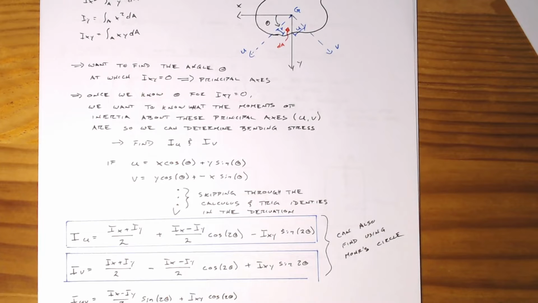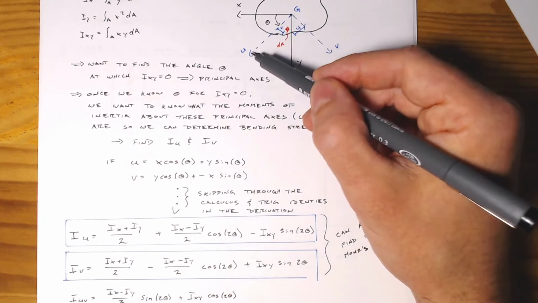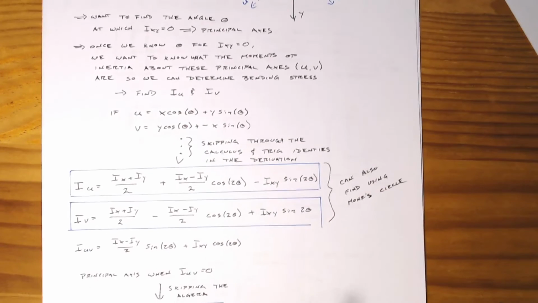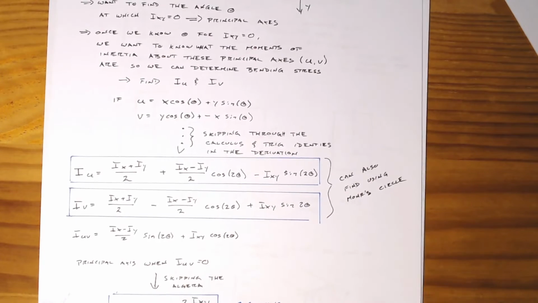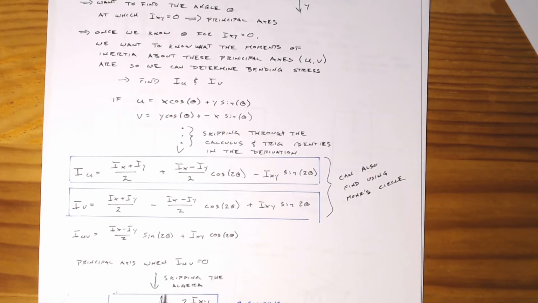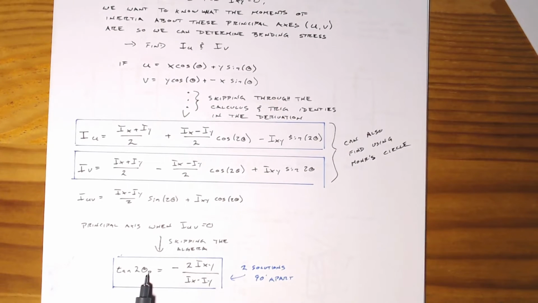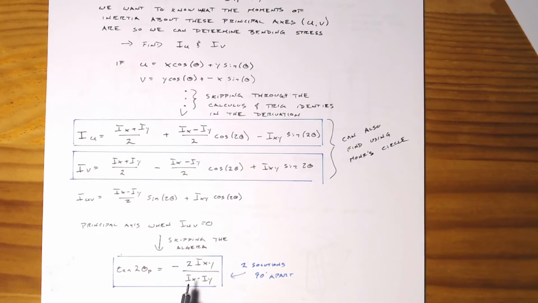Well, we know that we're at our principal axes when the product of inertia equals 0, and here's the product of inertia for our principal axes. When this equals 0, we know that we're at our principal axis. And so if we set all of this equal to 0 and skip through all of the algebra, what we get is that for the angle theta p of our principal axes, the tangent of 2 times that angle is equal to negative 2 times the product of inertia from our Cartesian coordinates over Ix minus Iy.